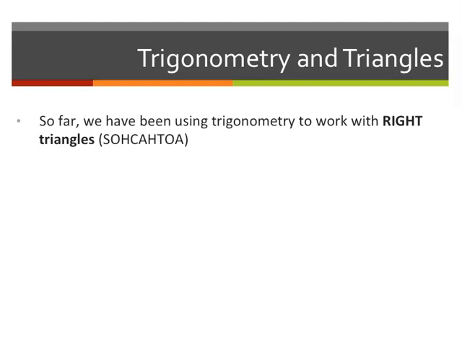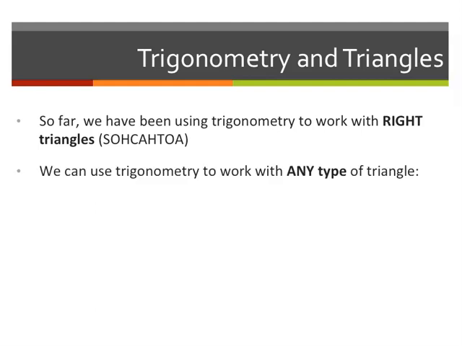But what about triangles that aren't right triangles? Right triangles account for some triangles, but there are so many more out there that we're unable to do any calculations with if we're just restricting ourselves to using SOHCAHTOA. So we can use trigonometry to work with any type of triangle, and there are two main laws or rules or formulas, you can say, that we'll use with any type of triangle. One of them being law of cosines, and the second one, which we'll get into next time, is law of sines.